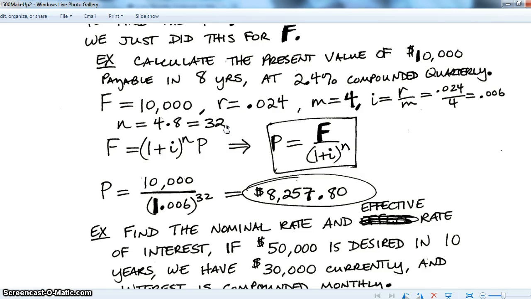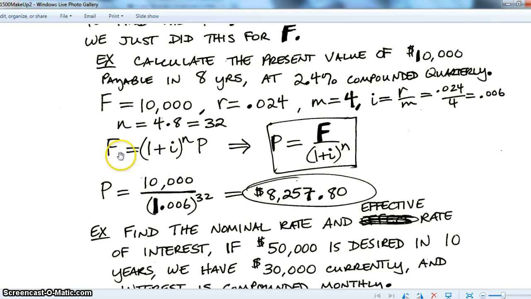There are 32 interest periods, because if it's quarterly and there's 8 years, 4 times 8 is 32 interest periods. Okay, so those are the variables that were given. What's left over in the formula? Well, P. So that's what we're going to find.